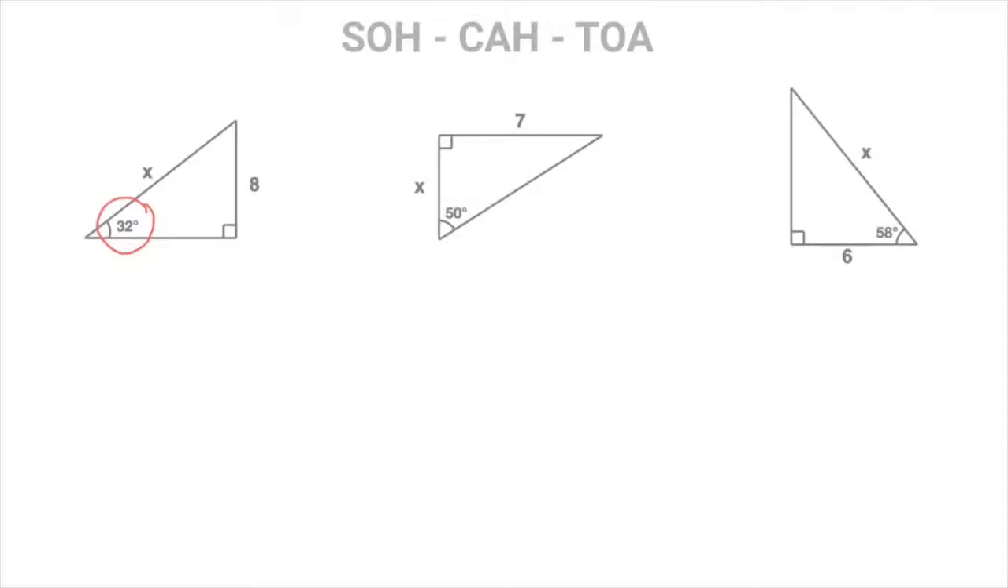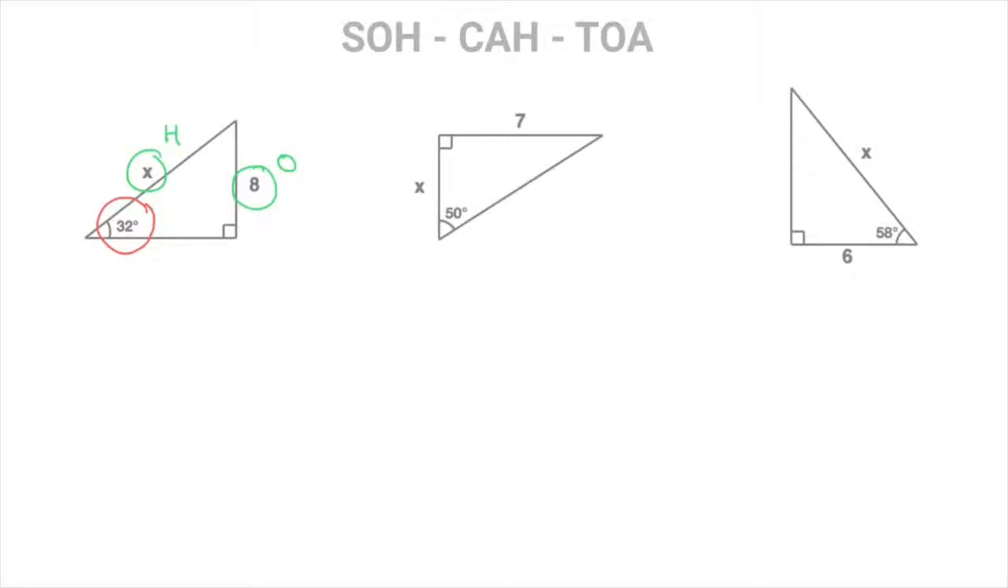Now that that's done, our next step is to summarize all the information that we're given relative to this 32-degree angle. We can see that we're given the side length 8, which is opposite to the angle, so I mark that with a capital O for opposite, and that the side length that we're looking for, x, is the hypotenuse of this right-angled triangle, so I mark that with a capital H.